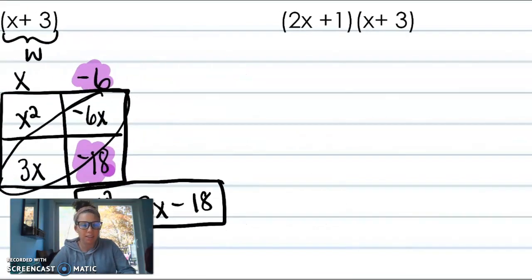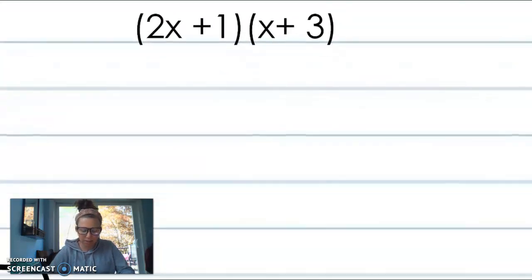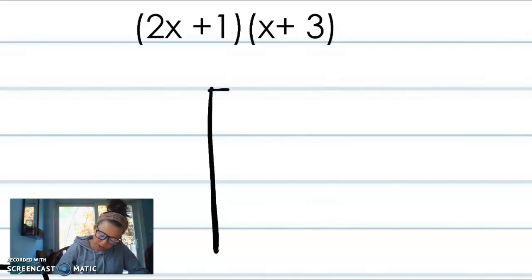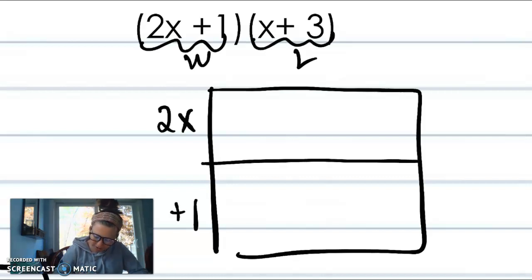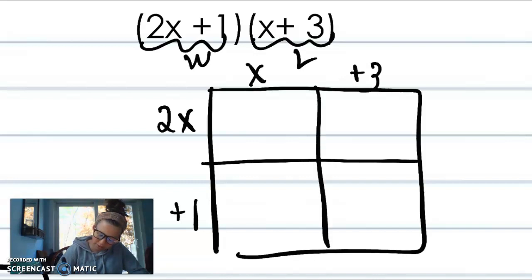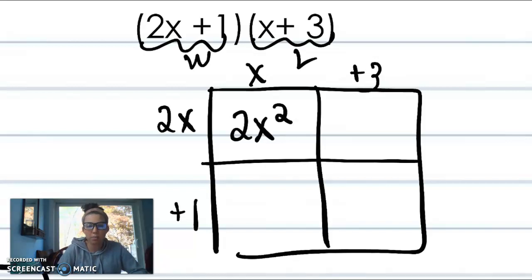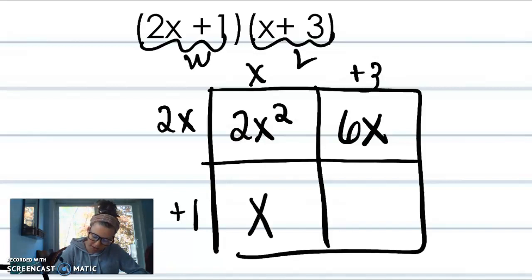All right, let's try to get at least one more, but hopefully 2 done in this problem. So the same thing, we're going to go ahead and set this one up. Just to do it, I'm going to say that this is the width and this is the length. So 2x plus 1 and then x plus 3. And to get this box here, it's going to be 2x times x, which is 2x squared. And then for the top right, it's going to be 2x times 3, which is 6x. For the bottom left, 1 times x, which is 1x or just x. 1 times 3 for the bottom right, which is just a positive 3.